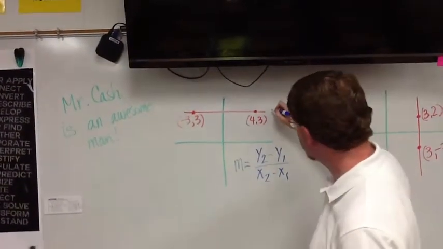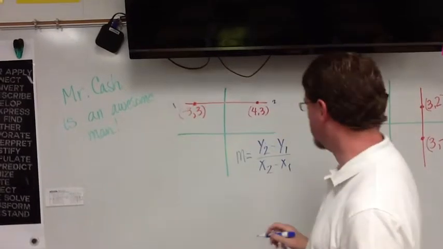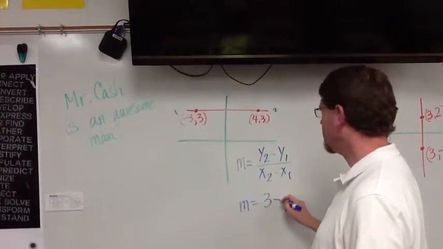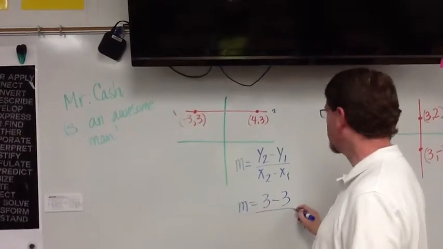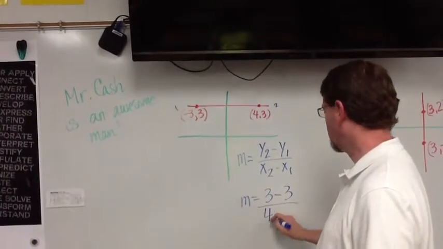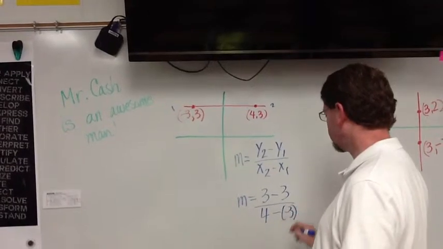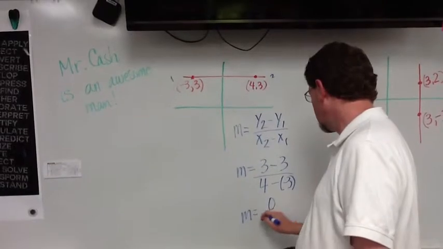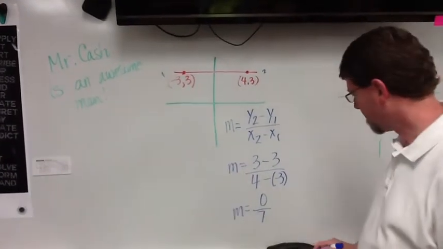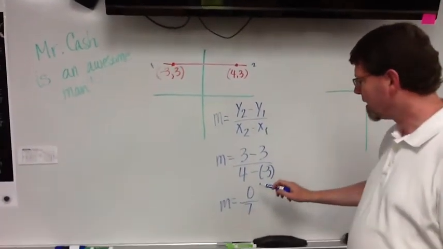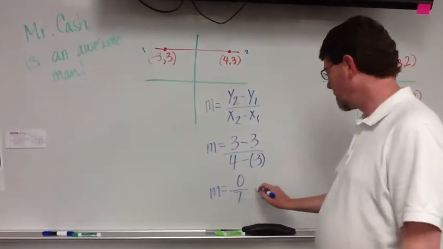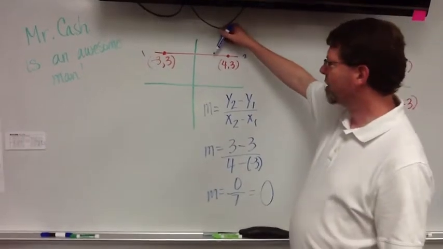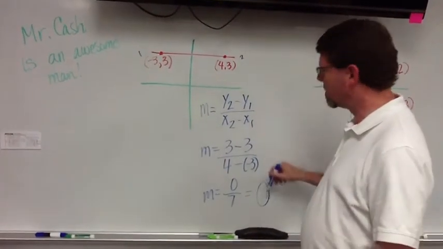So I'm going to call this point 2 and this is point 1. So M equals 3 minus 3 over 4 minus -3. So M equals 0 over 7. We know from fractions that 0 over anything equals 0. So the slope of every horizontal line is 0.